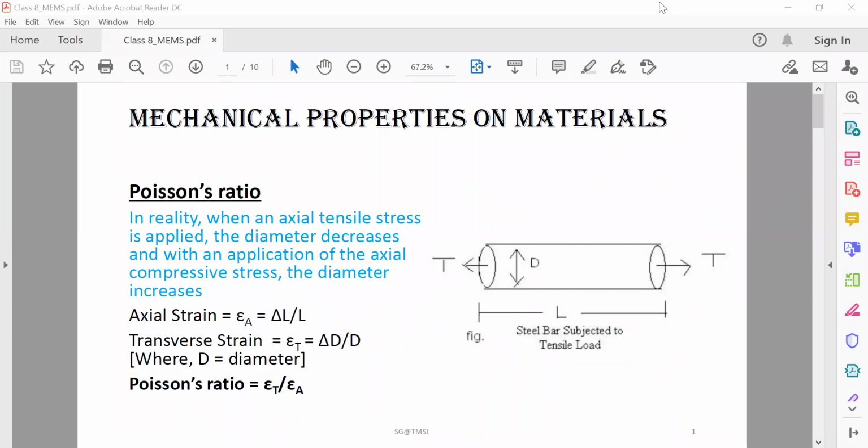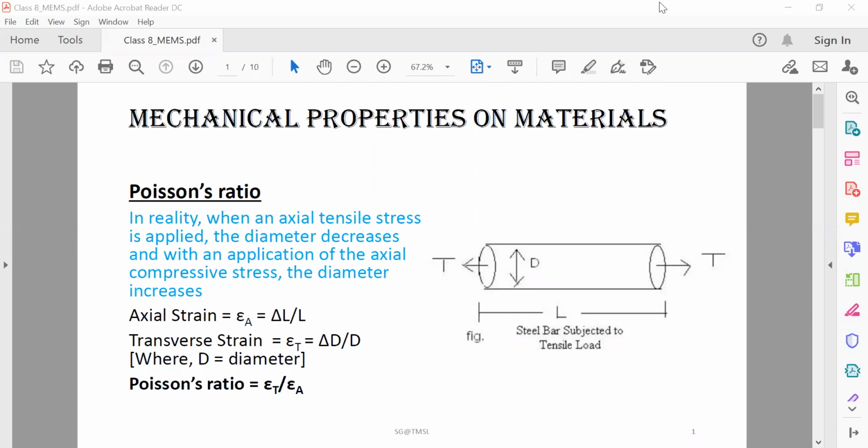Now, Poisson's ratio is another important parameter required for the analysis of the mechanical or stress-strain analysis of silicon for a mechanical microsensor. That's why it is required. Last day I gave a brief idea of the basic terms related to mechanical properties like stress and strain. Poisson's ratio is important to analyze micro devices or MEMS devices.